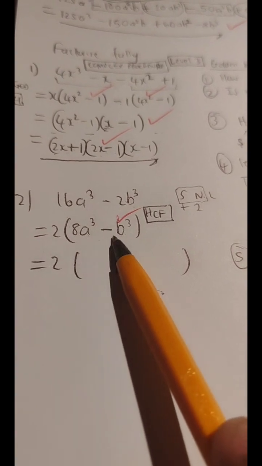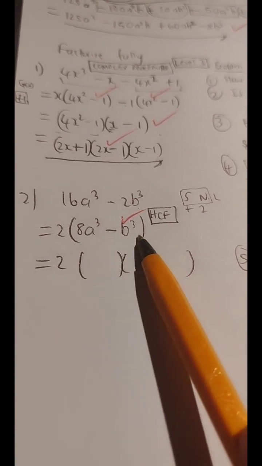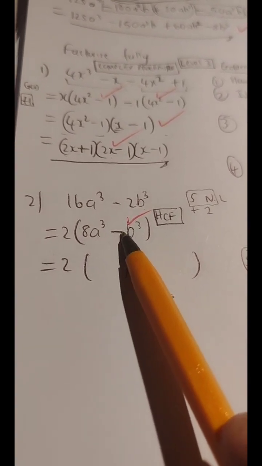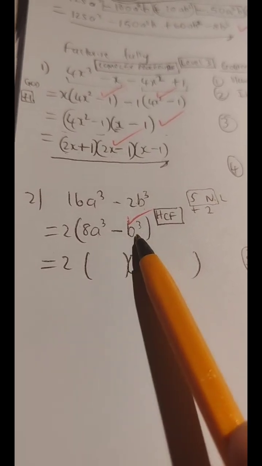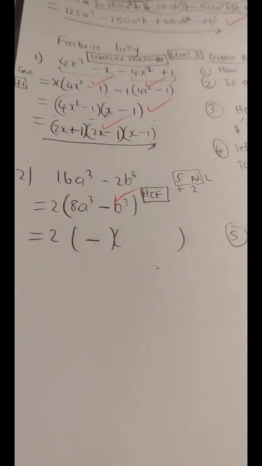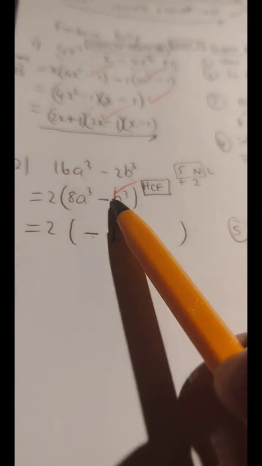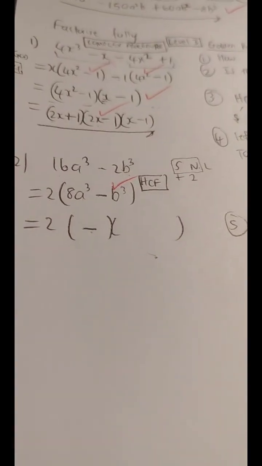Okay, so 8a cubed minus b cubed, guys. All right, so first and foremost, let's start with the sign. If there's a negative sign for our difference of cubes, then for our binomial bracket we put a negative here as well. It's as simple as that. If there was a positive there, we put a positive here.